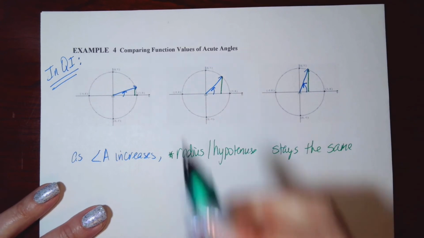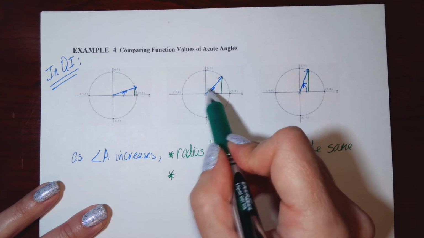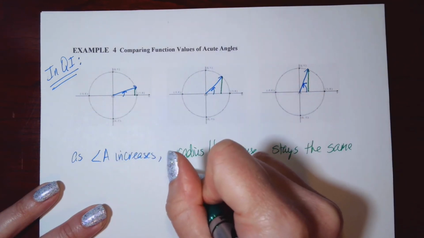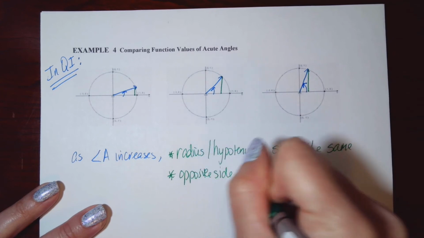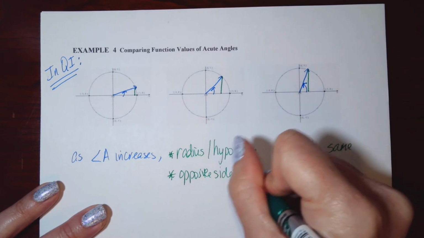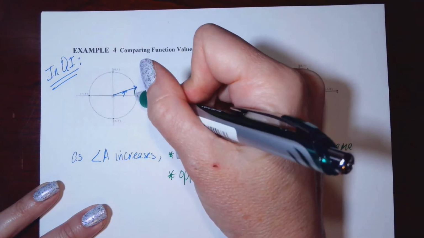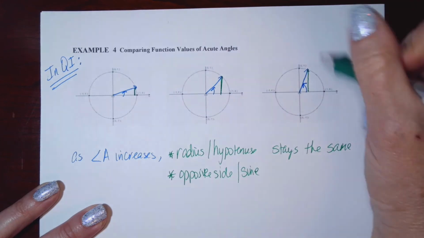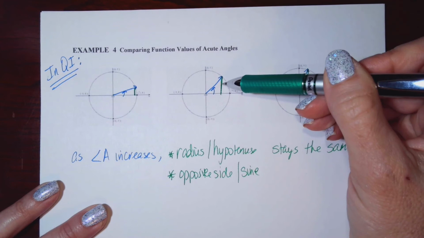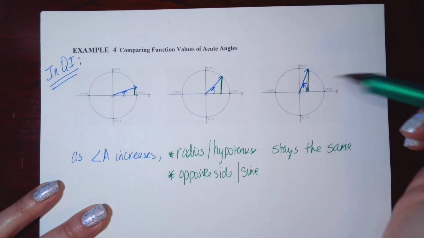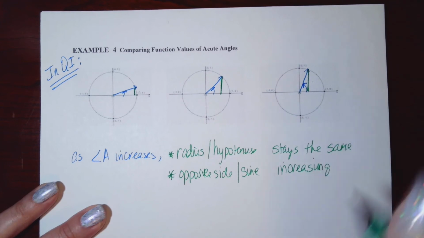Now let's talk about what's happening to y, the sine function value, or the side, if this is my angle, it's the side opposite. So that opposite side, which is also the sine function value, what's it doing? Well, that sine function value is that y segment, and I can see that as my angle is increasing, this y segment is also growing. It's getting longer. It's also increasing as that angle A increases.